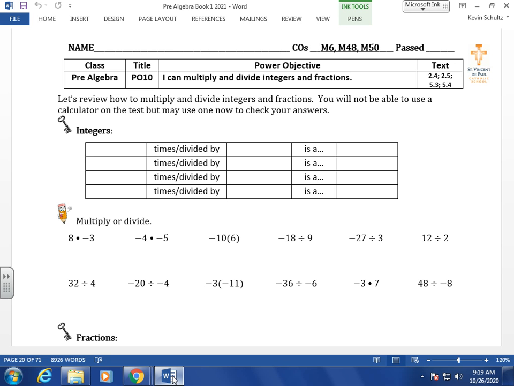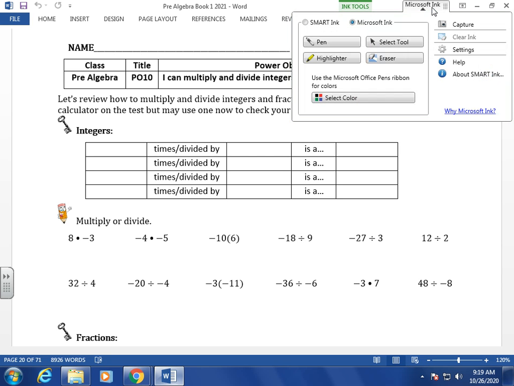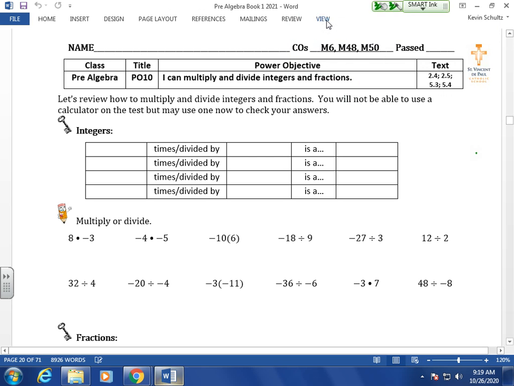Hello and good day. We are in pre-algebra going over the answers to PO10, multiplying and dividing integers and fractions, before we get into CO11, which is our objective for today.